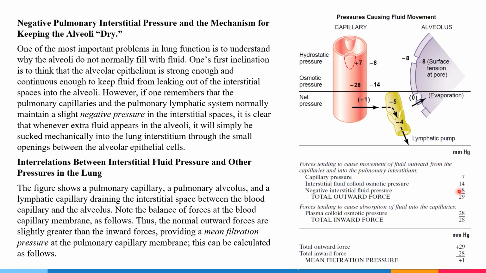of mercury. The forces tending to cause absorption of fluid into the capillaries include the plasma colloid osmotic pressure, which is only 28 millimeters of mercury, and thus the mean filtration pressure in the pulmonary capillaries is plus 1 millimeter of mercury. Thus, the normal outward forces are slightly greater than the inward forces, providing a mean filtration pressure at the pulmonary capillary membrane, which is calculated as follows.